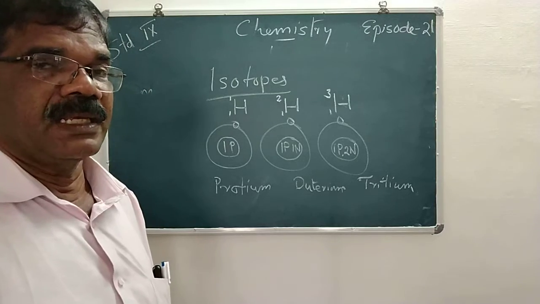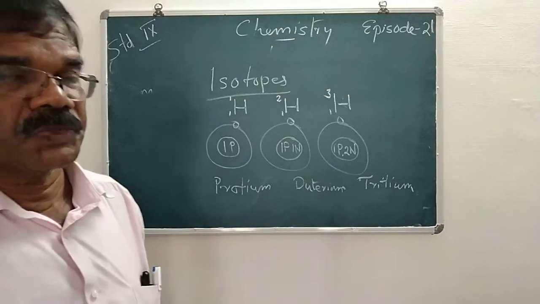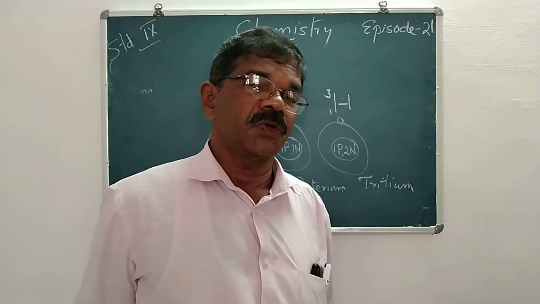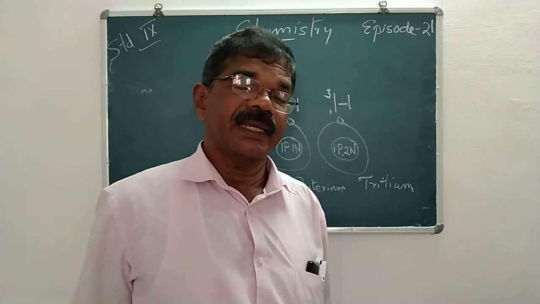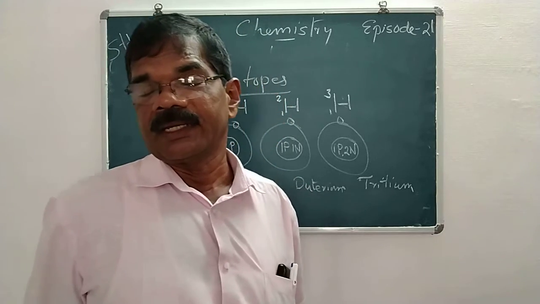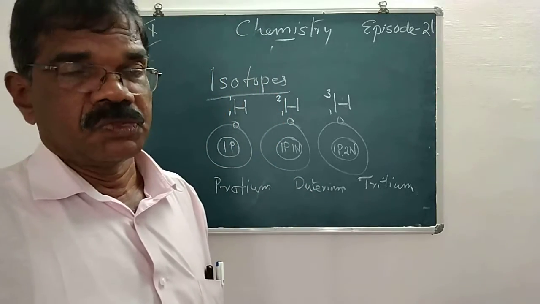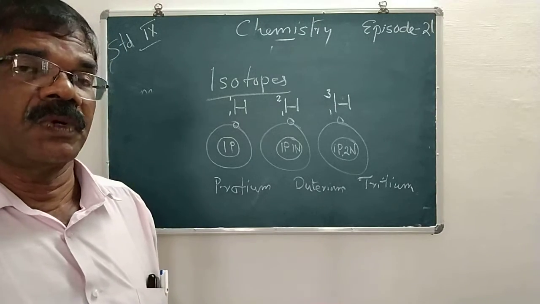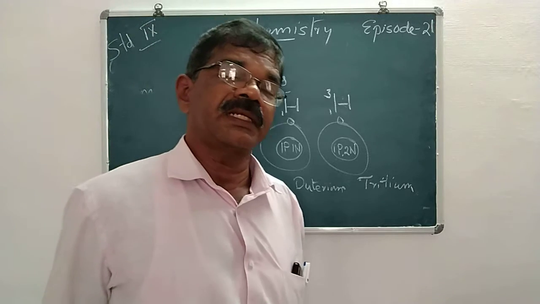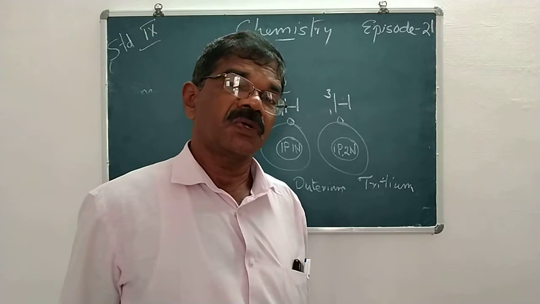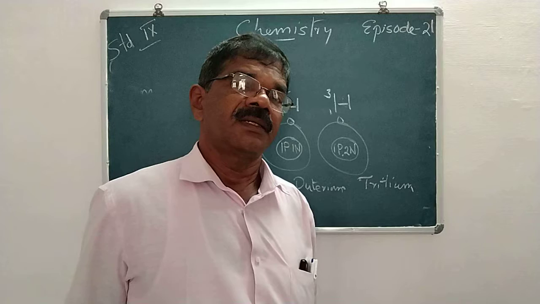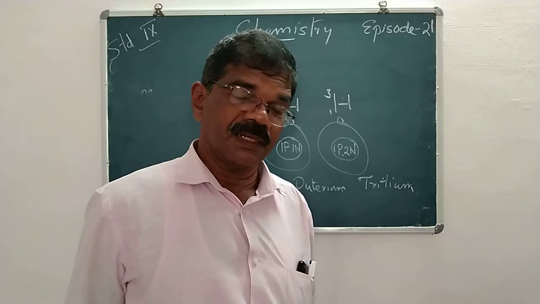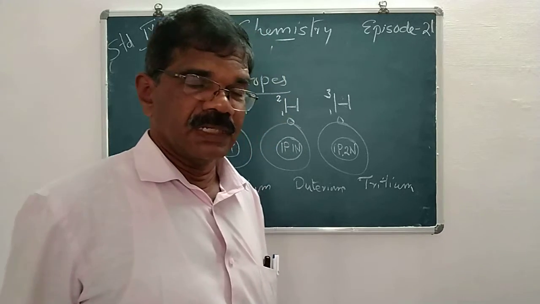So, out of these, you have to remember some uses of isotopes. What are the uses of isotopes? Which isotope is used in a nuclear reactor? Uranium. An isotope of the element uranium is used in a nuclear reactor. Which is used in the treatment of cancer? Cobalt-60. Then for the disease goiter, iodine is used.